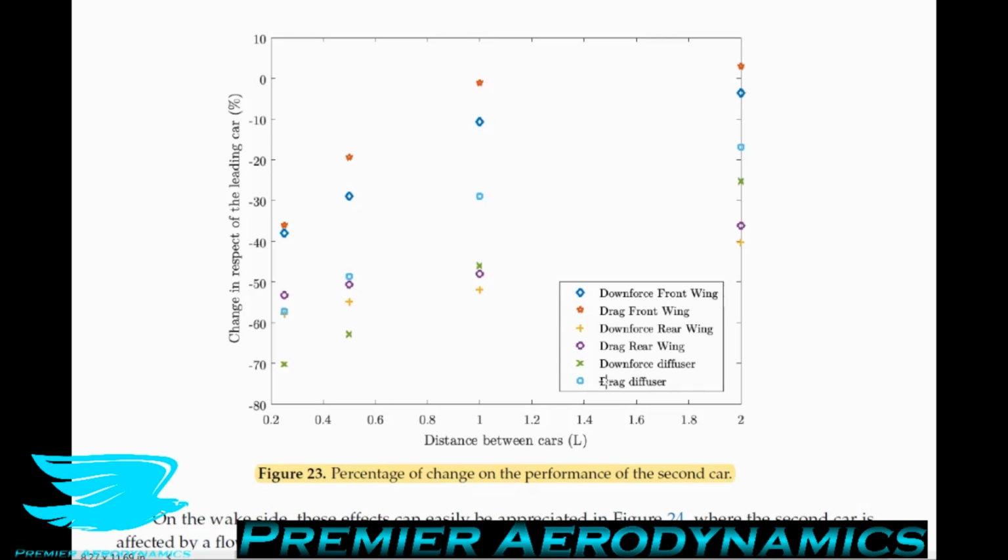So the drag of the diffuser as well, for example, let's say at 2 car lengths downstream, we saw that there was a reduction of about 18%. At 1 length downstream, that is now about 30%. So it's almost double. It's quite nice and linear. And that occurs for almost every lift and downforce and drag component of the front wing, rear wing, and diffuser.